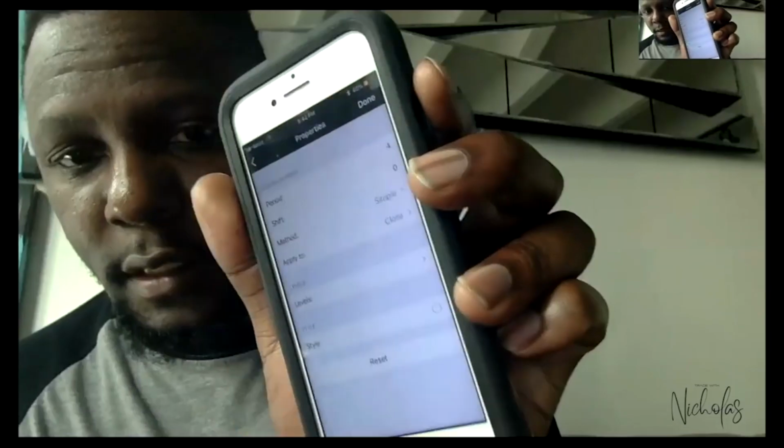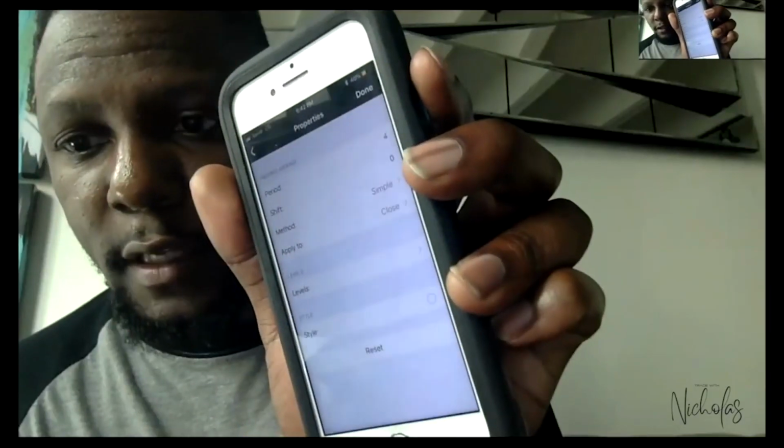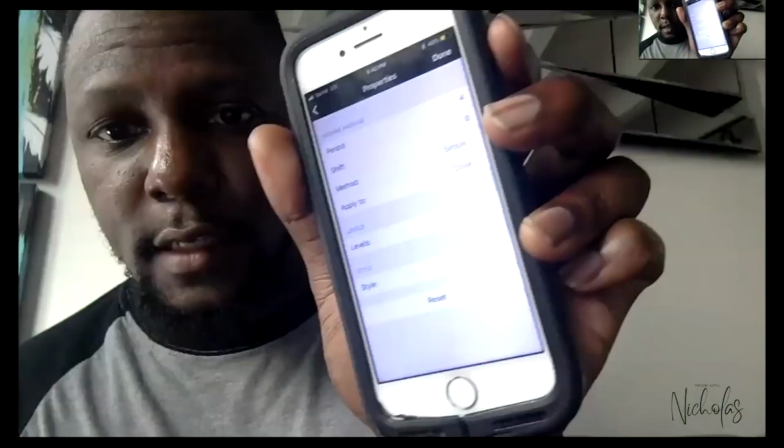Then I'll back out, or I'll hit done, and then I'll add another moving average. And remember, I'm going to have a 4. That's going to be simple. So your 50 is going to be exponential. Your 4 is going to be simple. You guys got that? You know how to do it on your phones now? If you understand how to do it on your phone, put a money sign right now.